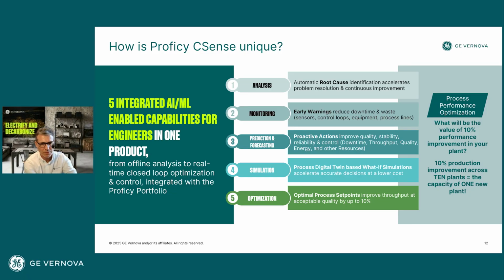Simulation means that with CSense, you can create process digital twin models, behavioral mathematical models of your process, which can be used for offline or online what-if simulations to support better decision-making. And lastly, optimization. CSense is fully advanced process control and real-time optimization enabled, meaning it can close the loop and in real time, in closed loop, operate your assets or lines autonomously to help you squeeze maximum performance, often up to 10% increase in productivity from your assets or lines.